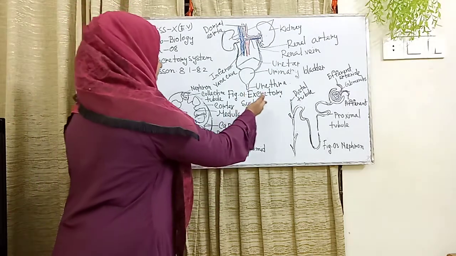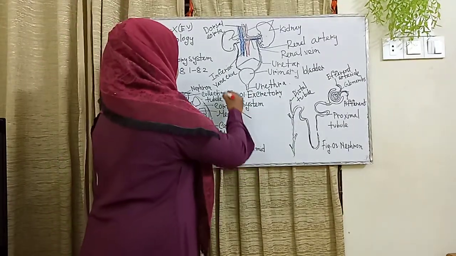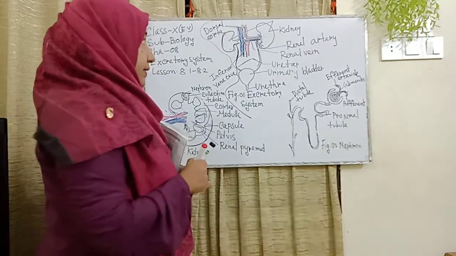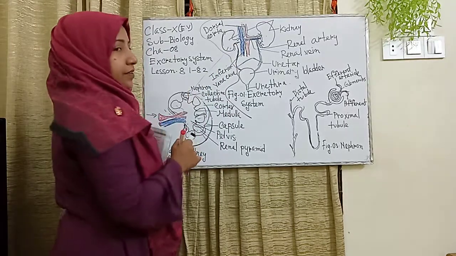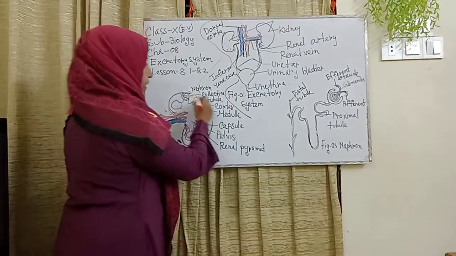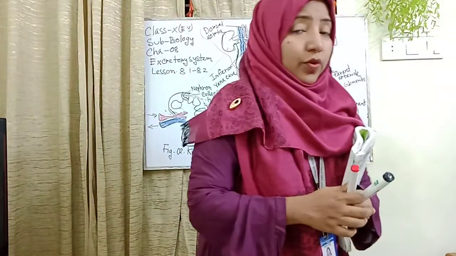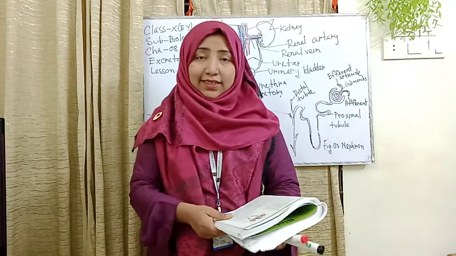Here is the excretory system. This structure is the main excretory system, and the other structures are the kidney and the nephron. Please everyone see the books. What is the excretory system and what is the excretory structure?